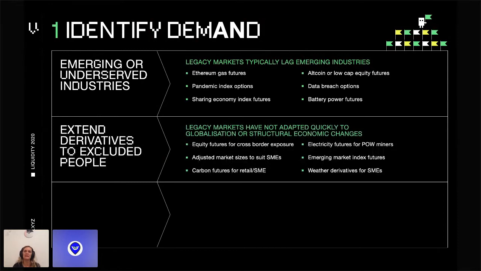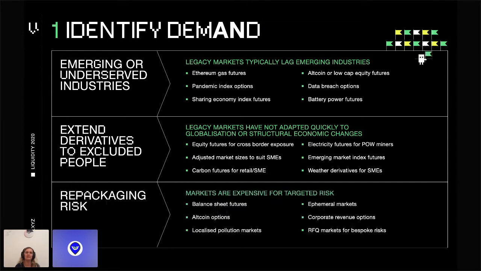Another area is thinking about extending derivatives to excluded people. An observation that I'd make is that global markets are actually a bit of a fallacy, in my opinion. We have a lot of interconnected large markets, but they're really only accessible to a few wealthy people and businesses. So truly global markets don't really exist. And so being able to extend derivatives out to a bunch of the excluded marketplaces has a lot of potential, and you only need to look at the growth in the Indian Stock Exchange index options over the last few years to get some insights into how much demand there is for that.